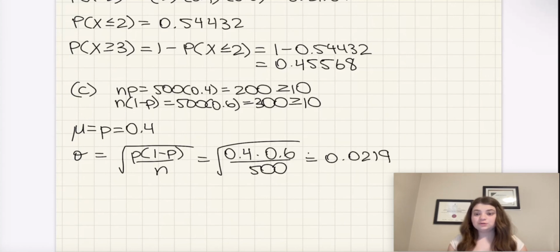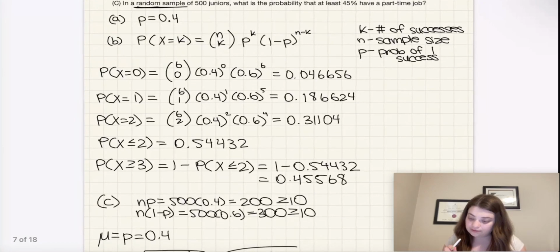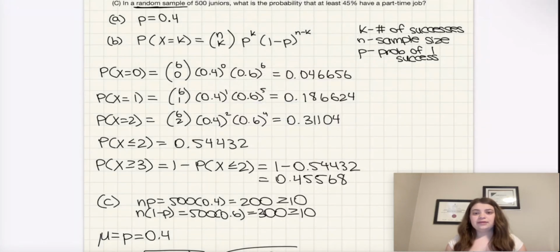Then the next thing we need to do is find the z-score. So let's remind ourselves what they were actually asking about. They were asking the probability of at least 45% of students having a part-time job, right? And we can assume that this isn't too likely with such a big sample size because the expected number of students is going to be 200, and here they're wanting 45% of the 500, which is more than that. We're expecting the answer to be 40%. And so what they're asking is the probability that it's 45% or more.